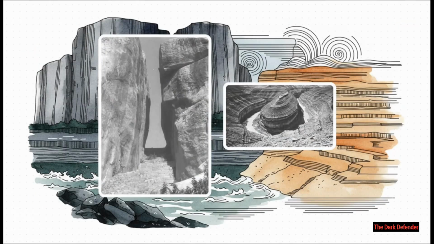Let's look at two incredible examples of erosion. On the left, you see a gorge. Notice those super steep, almost vertical walls? That happens when a river cuts through hard, resistant rock. A great example is the gorge on the Kaveri River.